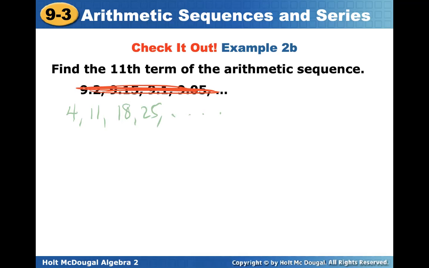The most efficient way to find the 11th term is to find that rule. I know we can keep adding the difference as many times as we need to, but what if it was the 110th term? You wouldn't want to do that. And I'm evil enough to do that, aren't I, Jackson?